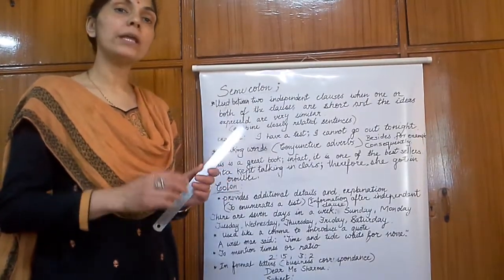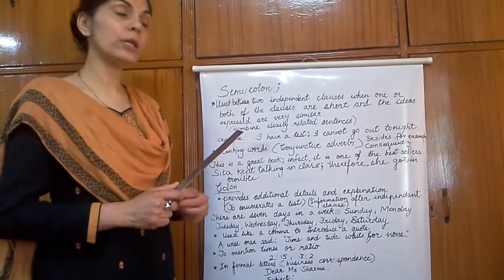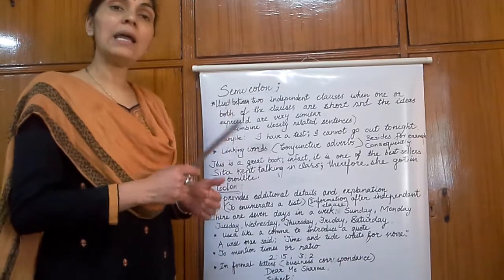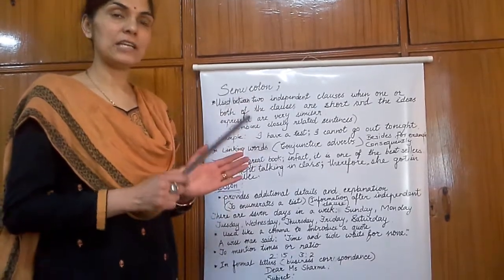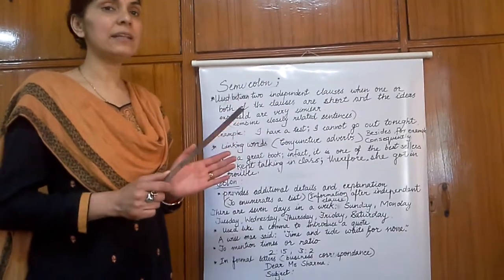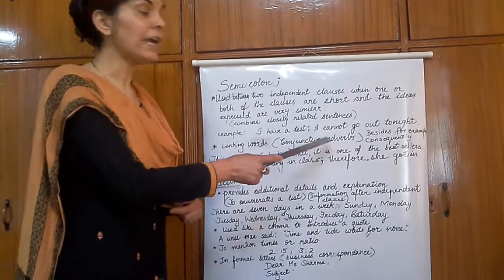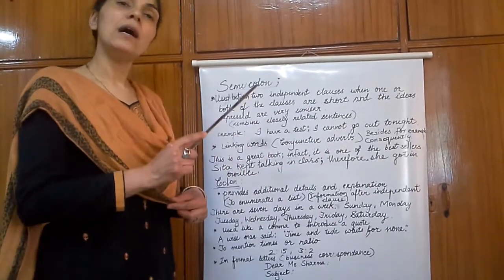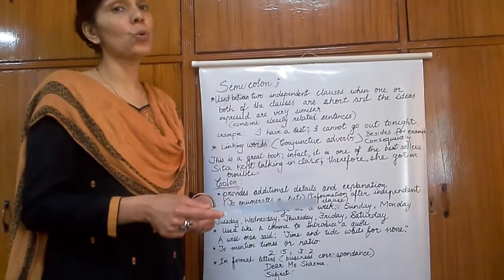Now you are joining these two sentences with a semicolon. How will you join them? I am suffering from high fever. This is the first sentence. You put a semicolon, then the next one with the linking word or conjunctive adverb. Therefore, comma, I will not be able to attend the school today.